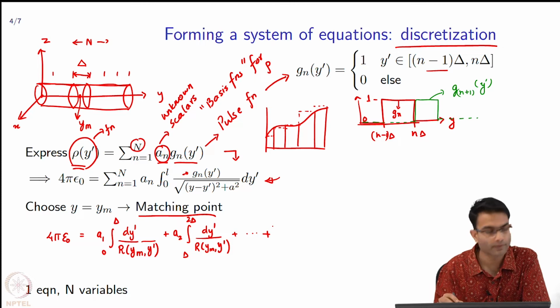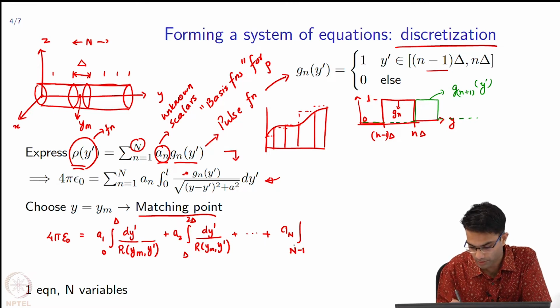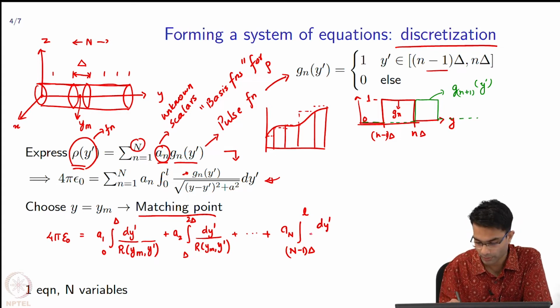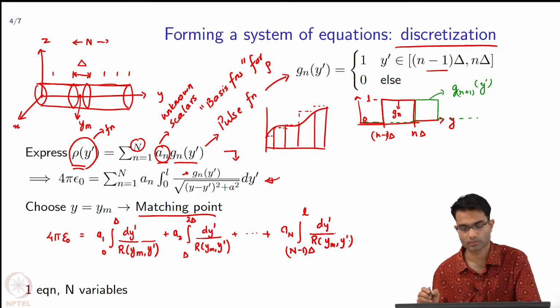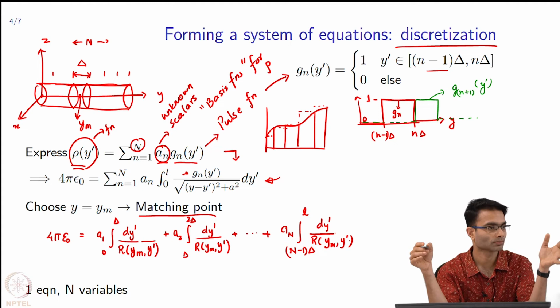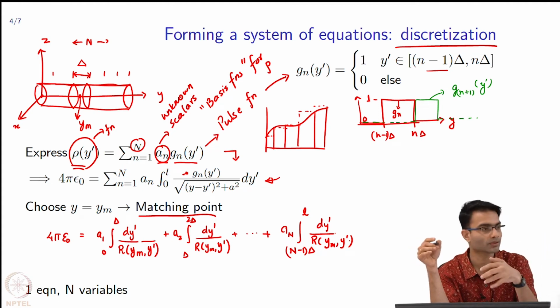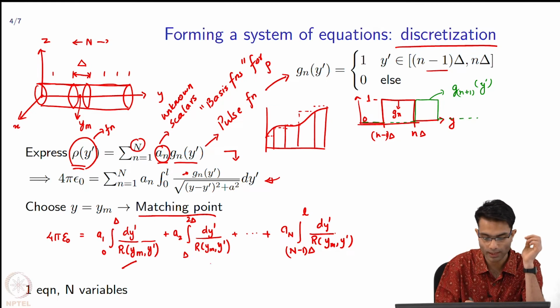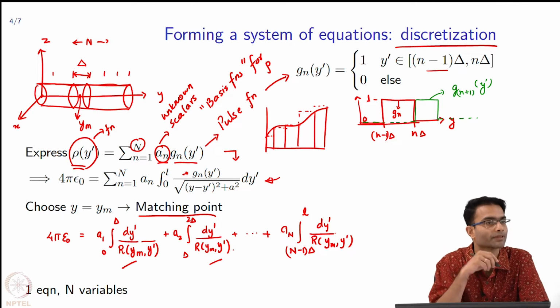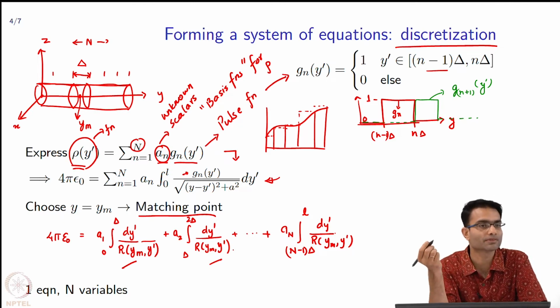How many such terms will I have? N terms, right. So, this final term will have a n, from n minus 1 delta to the total length, and again dy prime. So, we just expanded the summation, that is all we did. This integral is of course going to be different. This integral and this integral are not going to be the same, because even though the function sitting inside is the same, the integral will be different because the limits of integration are different.